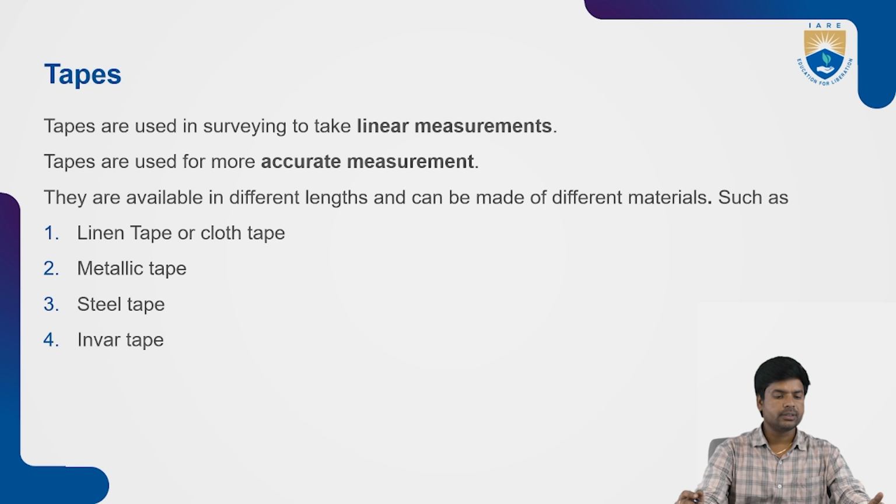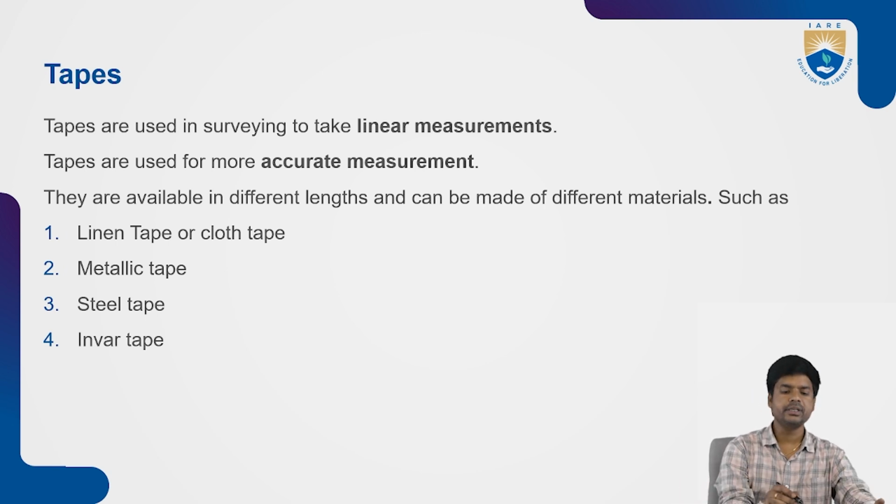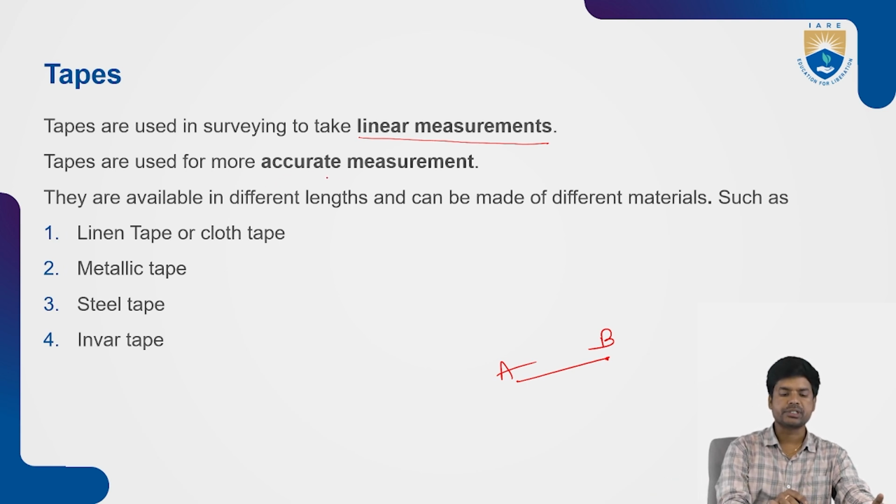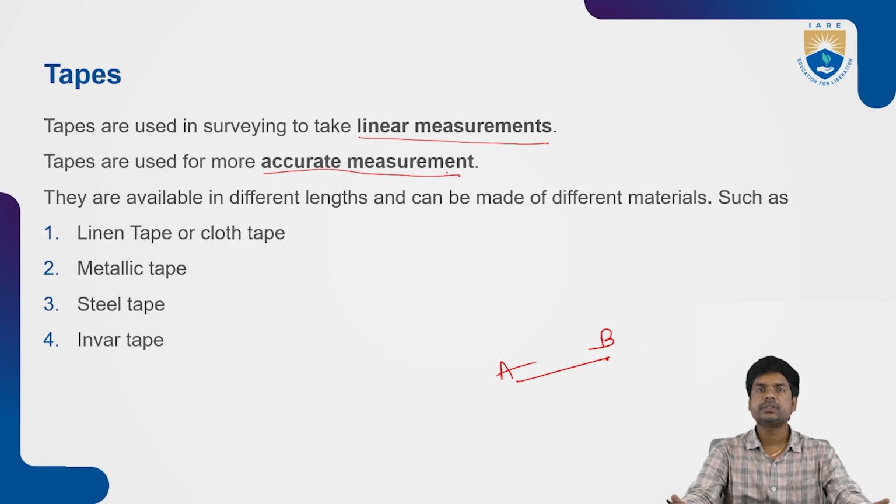Coming to the detailed description of tapes. Tapes are used in surveying to take linear measurements. We are going to measure linear dimensions from point A to point B. If these dimensions are available, then we use tapes, and tapes give more accurate measurement. When you compare with steel chains, these tapes give more accurate results. That is why tapes are one of the instruments for chaining.